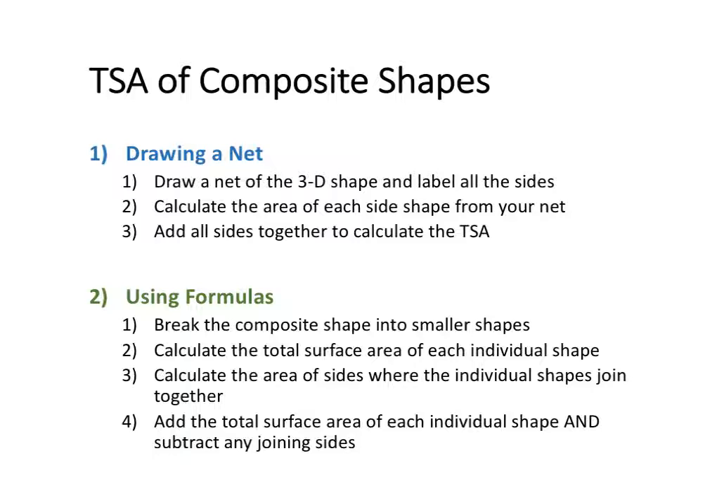First you need to break the composite 3D shape into smaller shapes, and calculate the total surface area of each of those individual shapes. If those shapes join and some of the area of the individual shapes disappear, you need to calculate the area of the joins, then add all of the individual shapes together and subtract any joining sides. Those are the two methods you can use when calculating the total surface area of a composite shape. So let's have a look at an example and see how we can apply each of these methods.